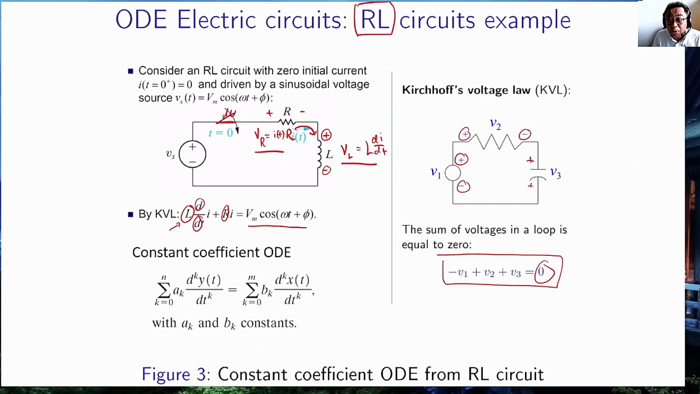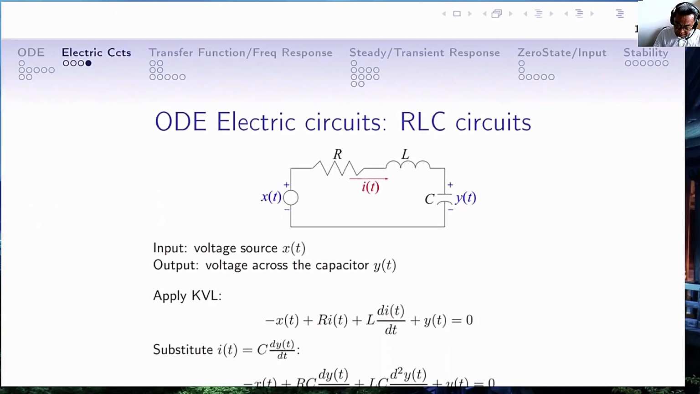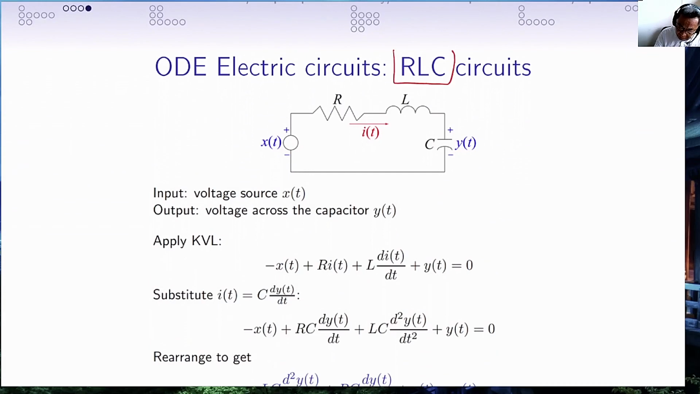Okay, let's study a more complicated example. We can generate second order differential equations with RLC. So now we have again the circuit in series. The word series means we put these devices one after another. So it can be RLC, of course it can be LRC, it doesn't really matter.